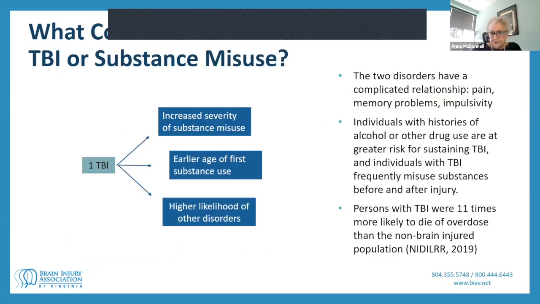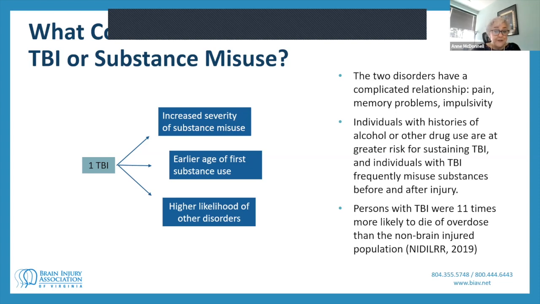So what comes first? Is it a brain injury or substance misuse? We know that the two disorders have a really complicated relationship. People with brain injuries have long-standing chronic and legitimate pain. People with brain injuries also have memory problems and can be impulsive in their decision-making.